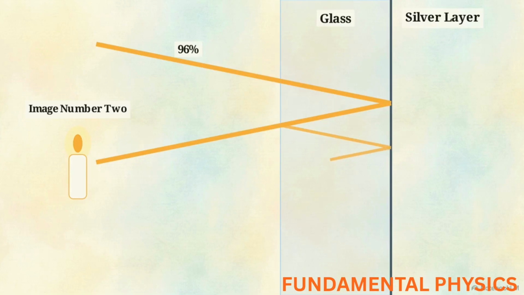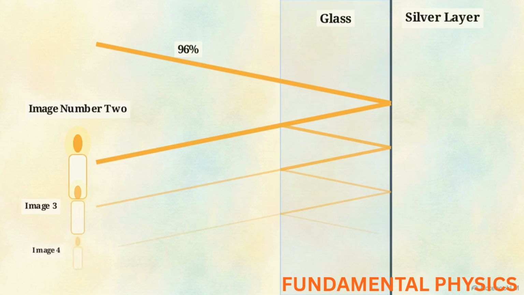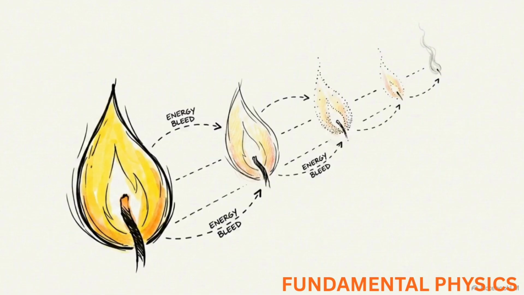This creates a pinball effect. The trapped light zigzags between the front and back layers. With every strike against the boundary, it loses energy, forming images 3, 4, and beyond. That infinite chain of fading phantoms is the visual record of light energy slowly bleeding away within a closed system.